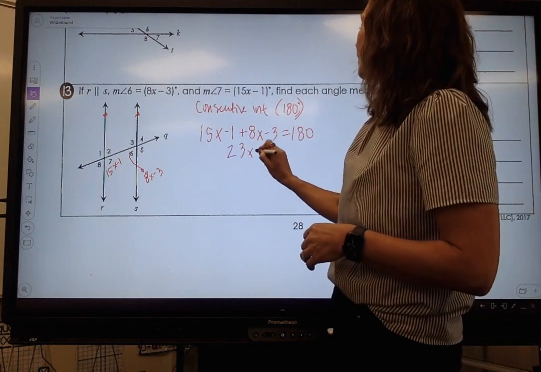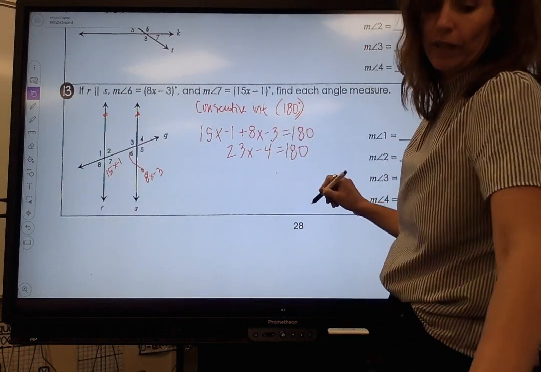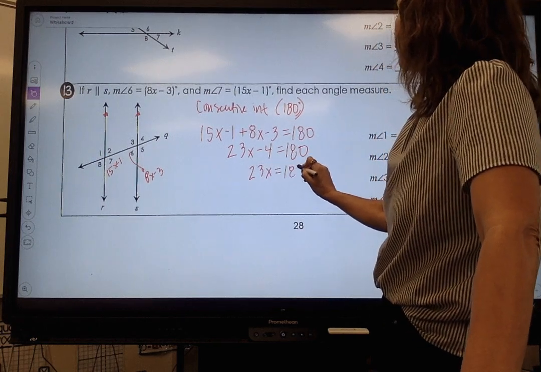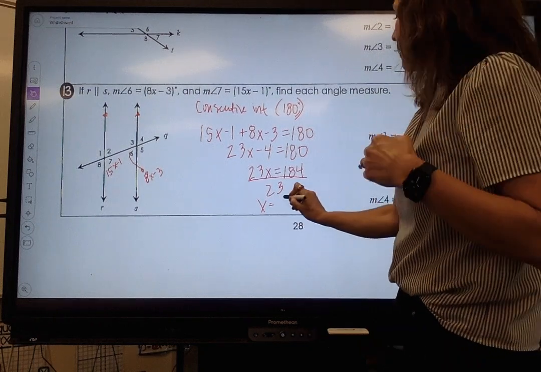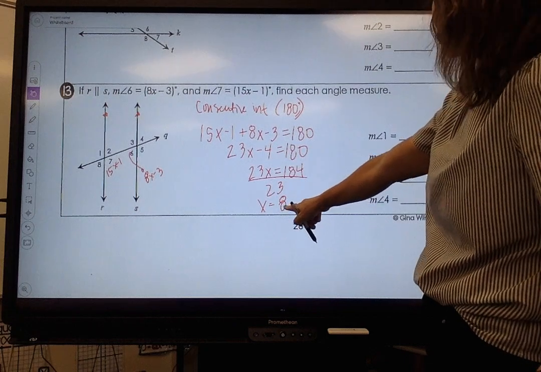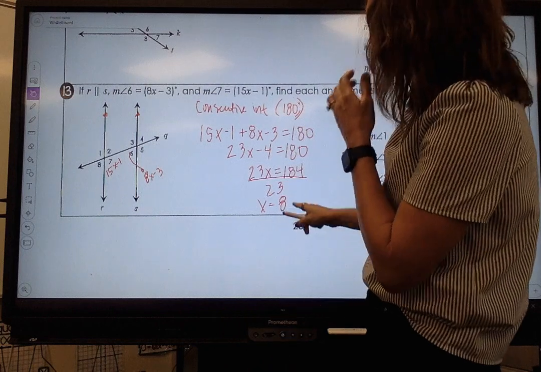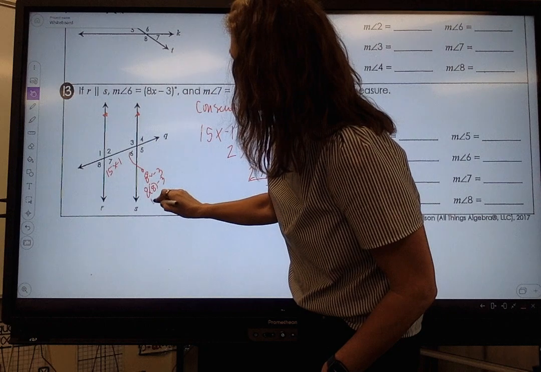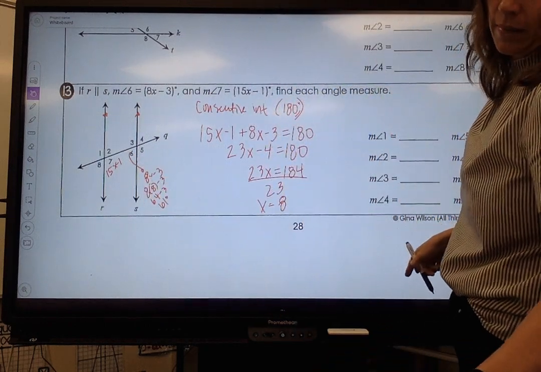So 23x minus 4 equals 180. And you can solve it algebraically. You do not need me here. I get 23x equals 184. When I divide both sides by 23, I get x equals 8. Okay, so now I know my value of x is 8, but that's not what the question's asking. It wants me to go back and solve for all of these. So I'm going to plug in 8 for x, and I get 64 minus 3 is 61 degrees. So angle 6 is going to be 61 degrees.